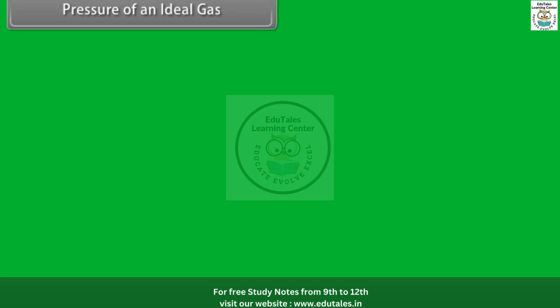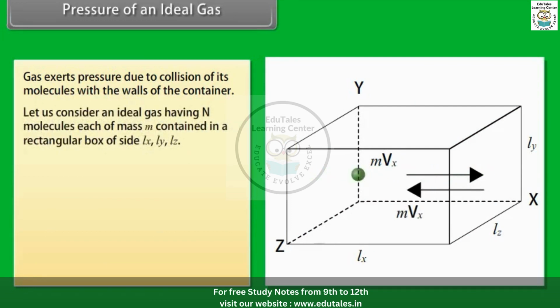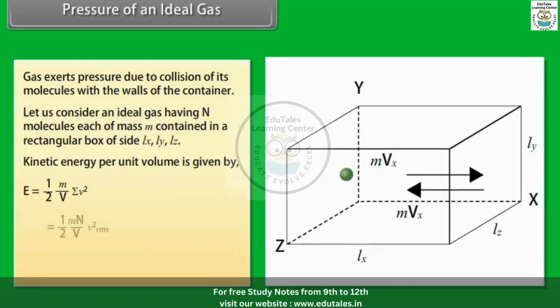Pressure of an ideal gas. Gas exerts pressure due to collision of its molecules with the walls of the container. Let us consider an ideal gas having n molecules, each of mass m, contained in a rectangular box of side Lx, Ly, Lz. Kinetic energy per unit volume is given by E is equal to half rho v rms squared.